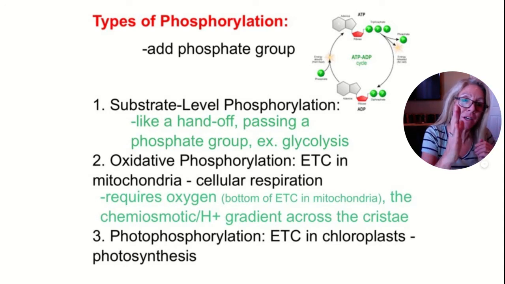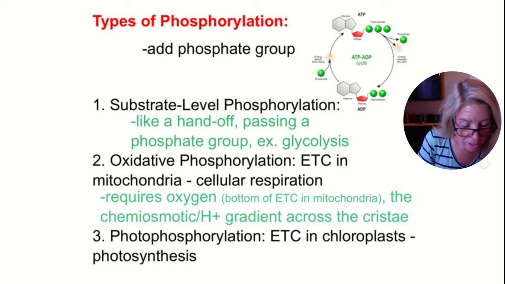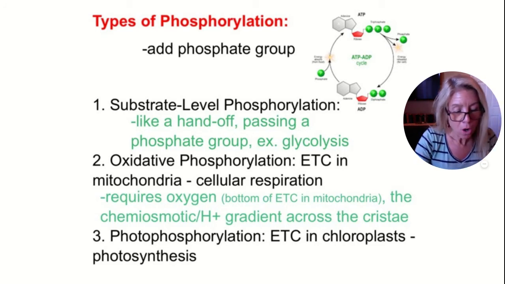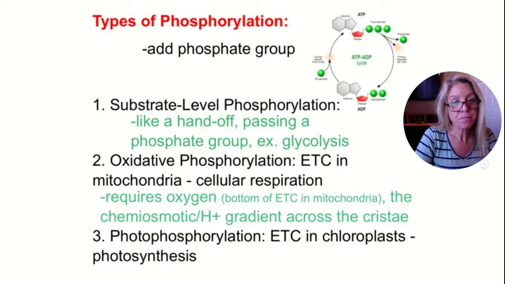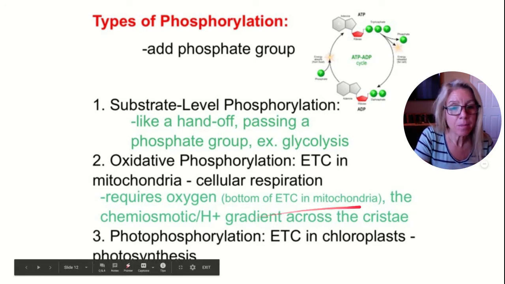And you can use that to make a hydrogen ion gradient like we talked about in our last chapter. So you can use that to make ATP. Oxidative phosphorylation requires oxygen because oxygen is the final electron acceptor at the bottom of an ETC. An example is the ETC of your mitochondria.